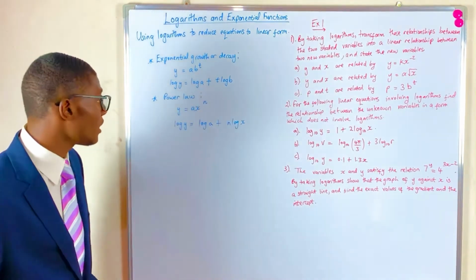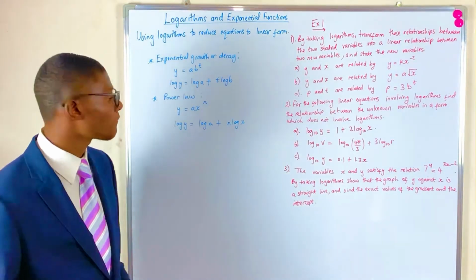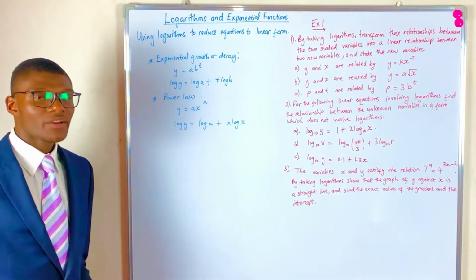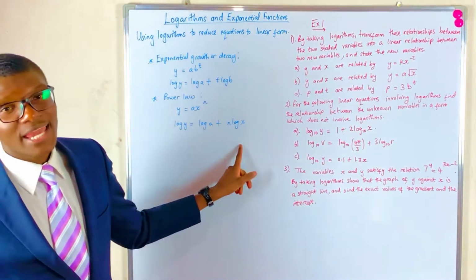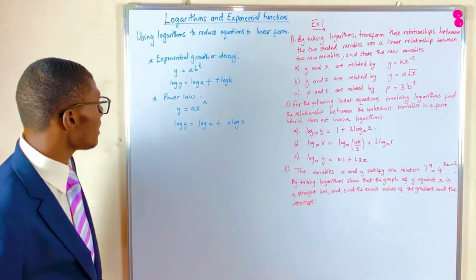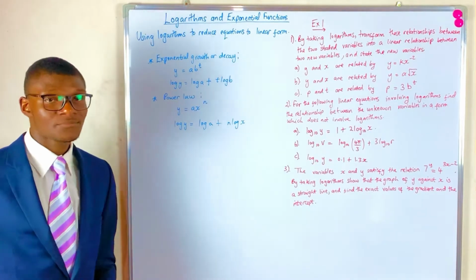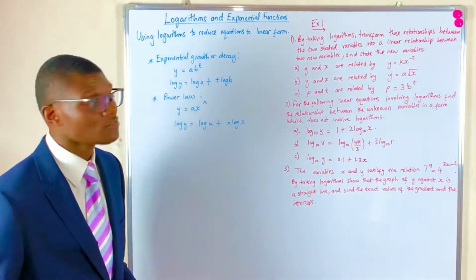of log b. Then from the power law, y is equal to ax to the power of n, our variables being x and y. If we take logarithms here, we say that log y is equal to log a plus n log x. So the graph of log y plotted against log x has an intercept of log a and a gradient of n.